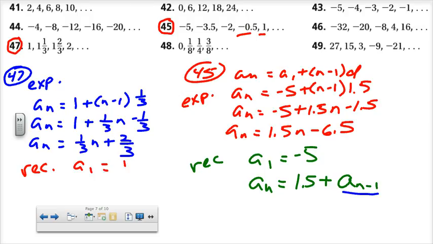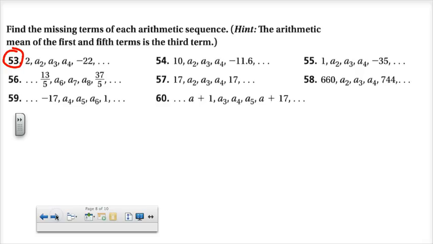Well, first term is a 1. And we already found the common difference when we did the explicit. They were adding 1/3 each time. So to find any term, take 1/3 and add it to the previous term. That's what we need to do. So once we know these and can identify these arithmetic sequences, it's a formula. It makes it much easier.